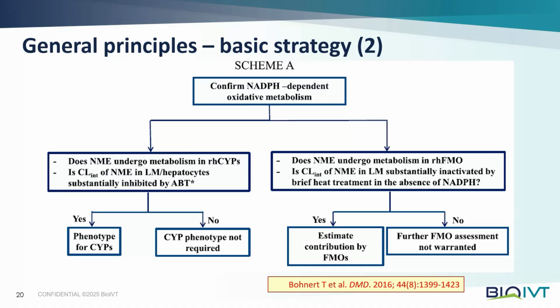I'm not going to focus on this much because we're focusing on non-CYP enzymes here, but it is important in certain circumstances to look at 1-ABT versus inhibitors of other enzymes. And I'll show you one example of that here in a minute. So does the new chemical entity undergo metabolism by recombinant FMO, or is intrinsic clearance in microsomes substantially inactivated by brief heat treatment in the absence or presence of NADPH? And if yes, you can estimate contribution by individual FMOs, and if not, then FMO is not warranted.